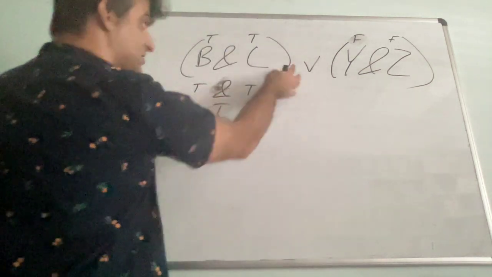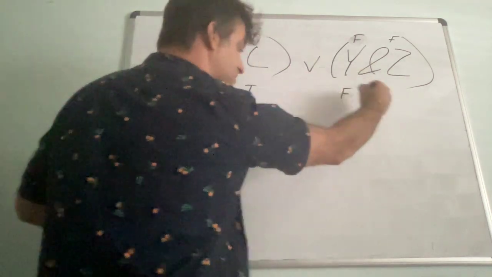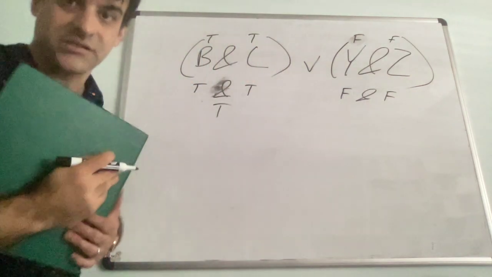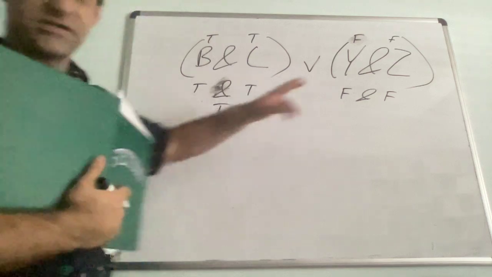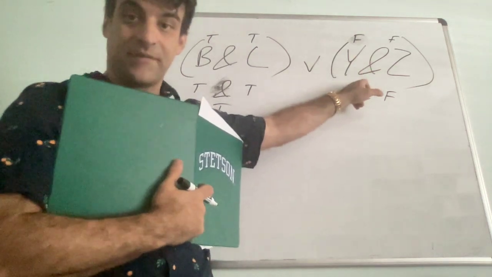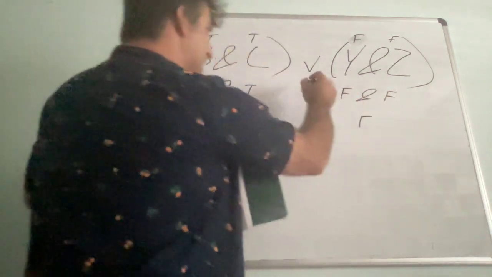We can't deal with this yet until we deal with the left side and the right side. On the left side, we have false and false. We have a conjunction with two false statements, right? And that's false. This says Y and Z are both here. In fact, neither are here. Okay, so that's a false statement. So false and false equals false.